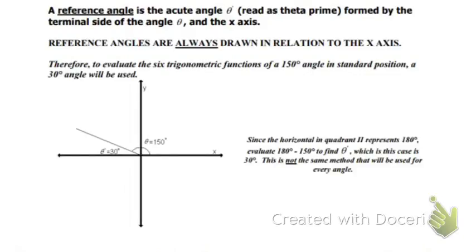Here's what a reference angle is. If you look at this 150 degrees, my reference angle is that angle that gets me to the x-axis. Always to the x-axis. In this case, if I have 150 degrees, that additional 30 degrees is my reference angle. It gets me to my x-axis. In other words, it gets me to 180 degrees. So that's if I'm in quadrant 2.